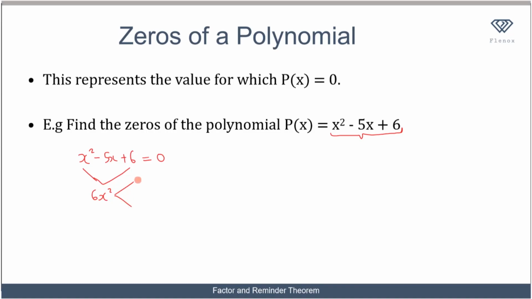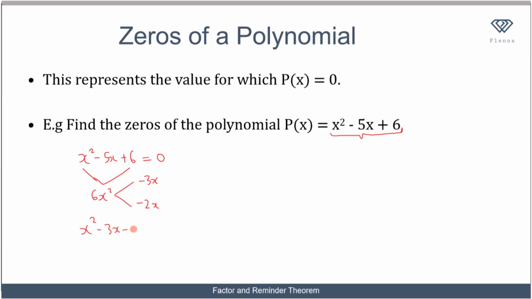Then you ask yourself, what two numbers would I multiply together to get 6x squared, but if I add and subtract them, I'll get minus 5x. And you find out that those numbers are minus 3x and minus 2x. So minus 3x times minus 2x will give me 6x squared, and minus 3x minus 2x will give me minus 5x. So I substitute this minus 5x with these two numbers.